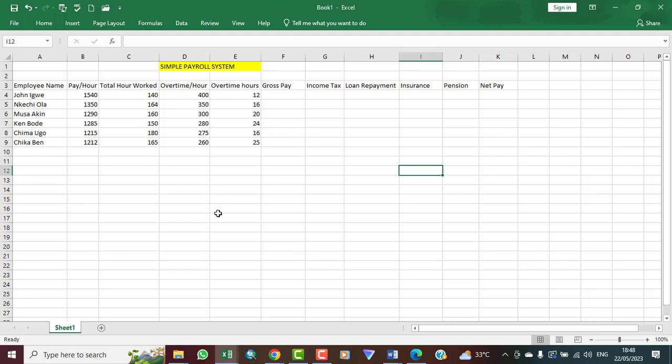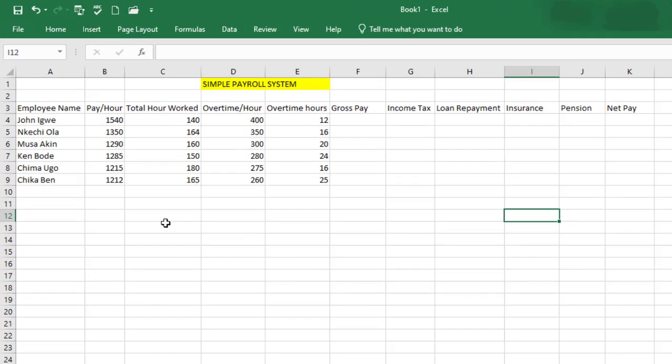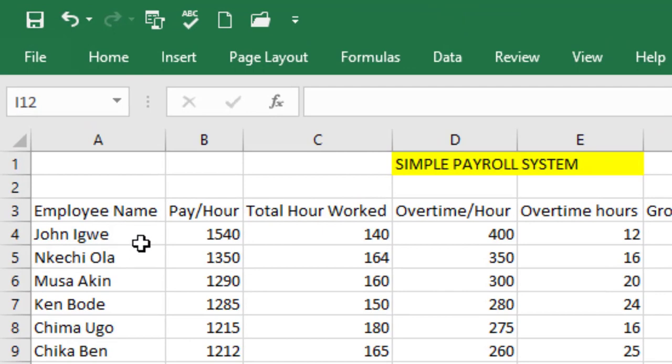Today we'll be looking at a simple payroll system on MS Excel. So these are names of employees of a particular organization, and then this is their pay per hour.